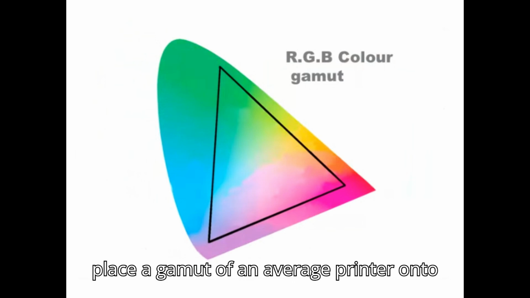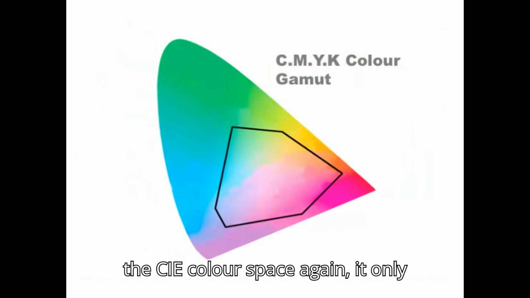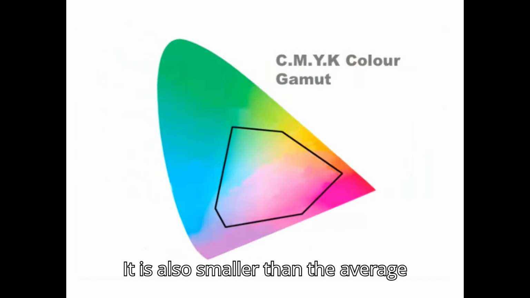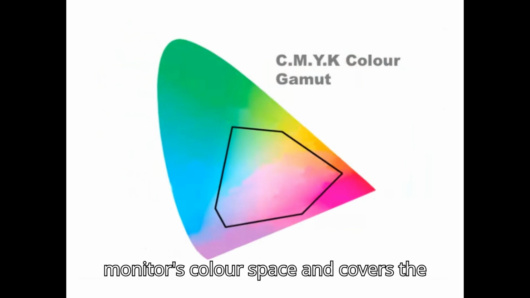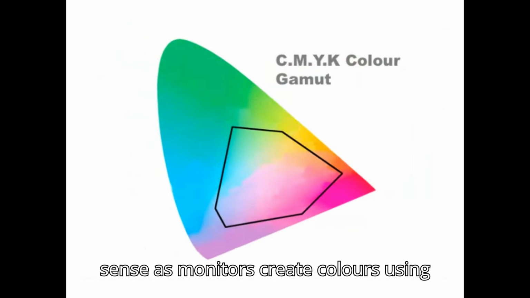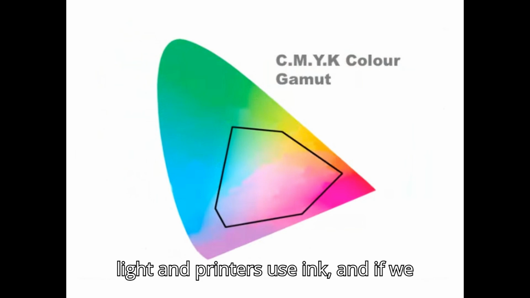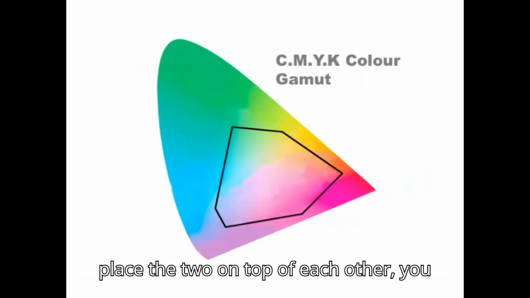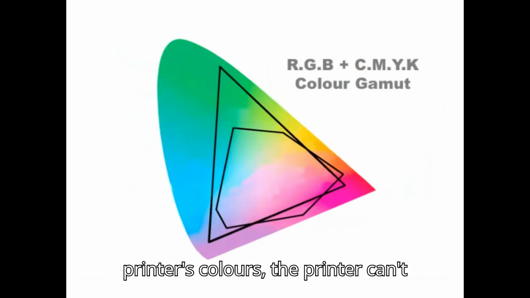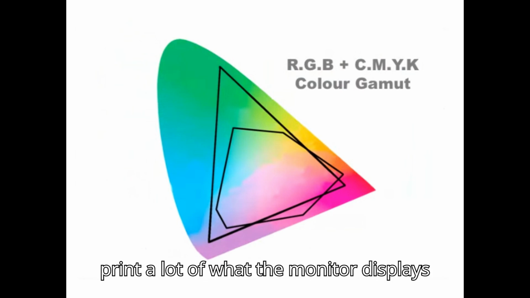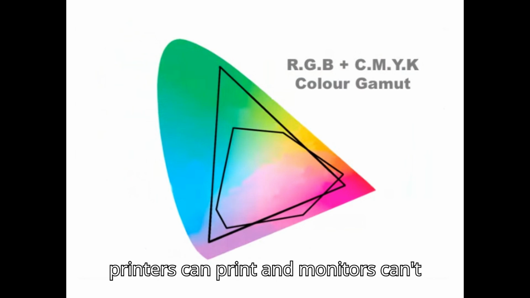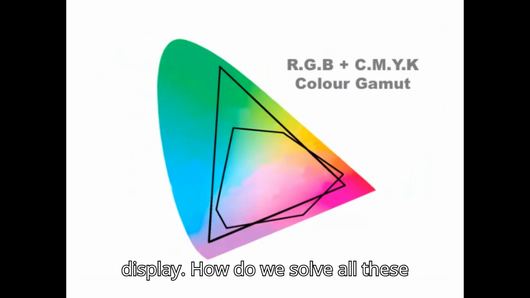Now, if we place the gamut of an average printer onto the CIE colour space, again, it only covers a part of the colours you can see. It is also smaller than the average monitor's colour space and covers a darker part of the spectrum. This makes sense as monitors create colours using light and printers use ink. And if we place the two on top of each other, you can immediately see the problem. While the monitor can display a lot of the printer's colours, the printer can't print a lot of what the monitor can show. And there are certain colours a printer can print that monitors can't display.